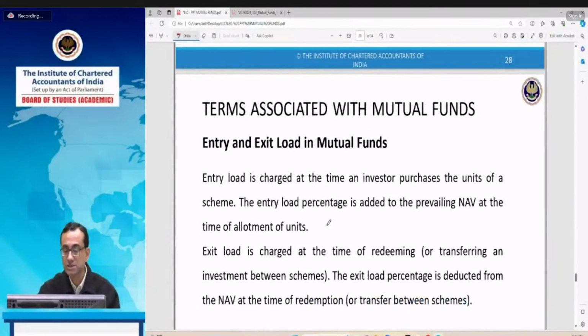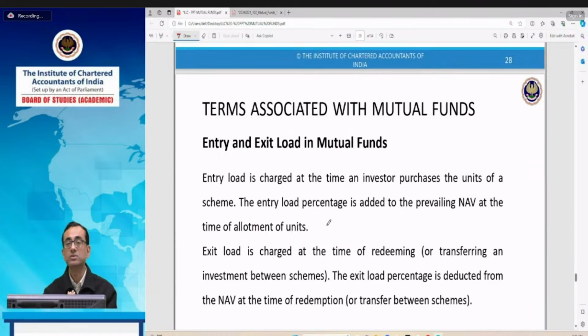Now, there are certain terms associated with mutual funds, that is entry and exit load. I have just discussed that entry load means if any unit investor purchases the mutual fund, then certain entry charges are levied. And if a particular investor is opting out of the scheme before a particular period, then exit load or exit charges are levied.